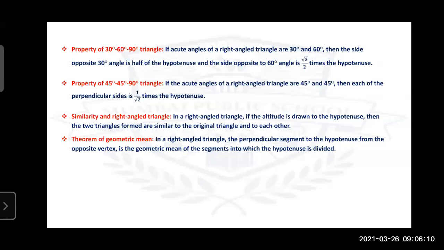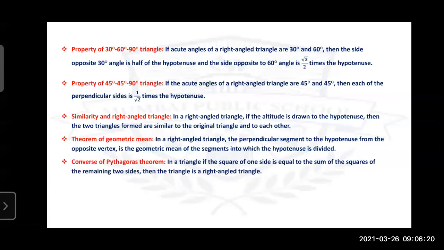In this, we draw the perpendicular on the hypotenuse, then we get that the perpendicular is the geometric mean of the segments into which the hypotenuse is divided. Now next, converse of Pythagoras theorem. If the square of one side is equal to the sum of the squares of the remaining sides, then the triangle is a right angle triangle.